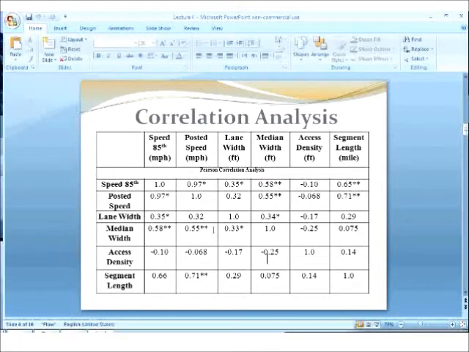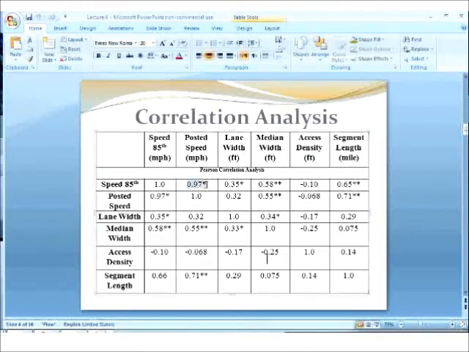Okay. If I read this first line, it says that the speed of the vehicle is very highly correlated with the posted speed here. We are seeing a single star here. I'm not very sure why that is. I have to go and see why it is. But what I know is that a double star means that it's a significant relationship.